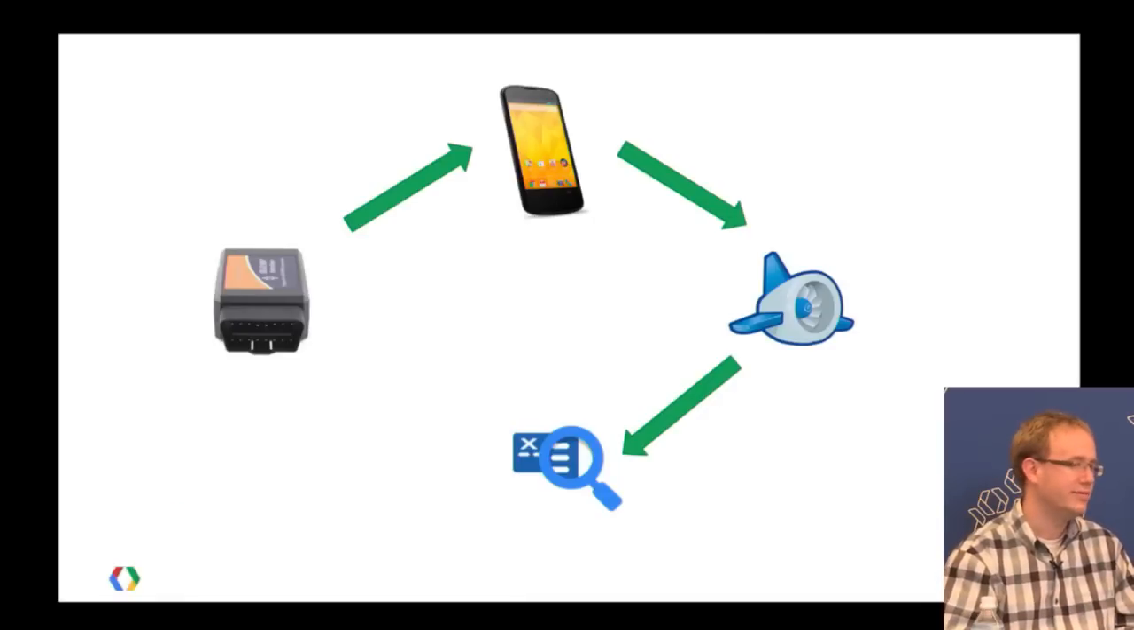Once the data is up in App Engine, I have a goal to analyze it. I really want to crunch that data, figure out how fast I'm going, things like that. For that, I use Google BigQuery, of course. And I need a way to get the data from App Engine to BigQuery, which we're going to talk about shortly.